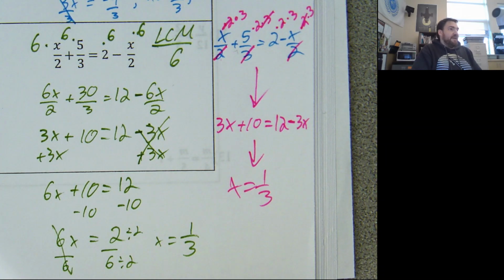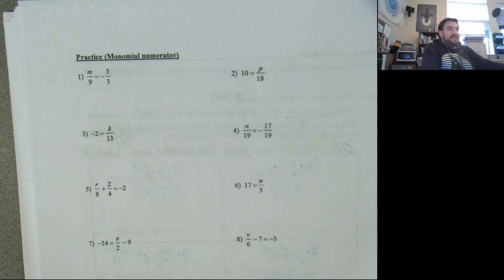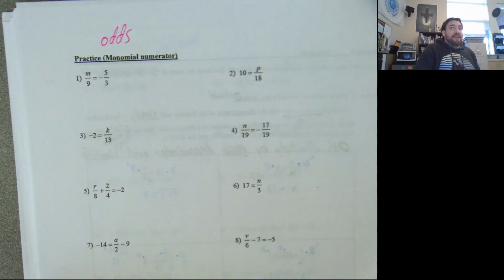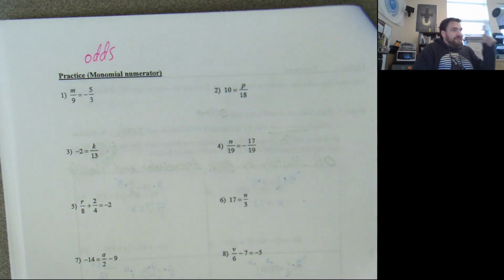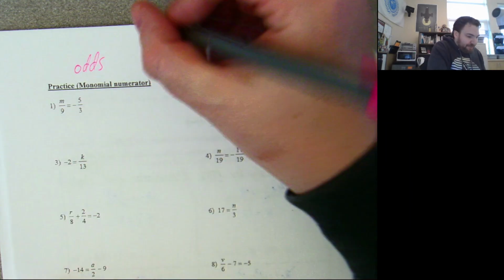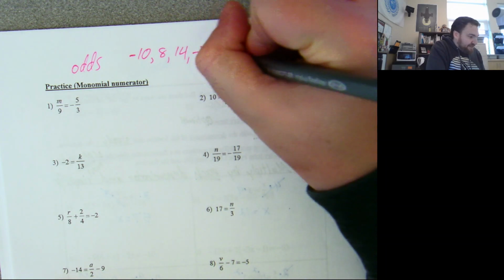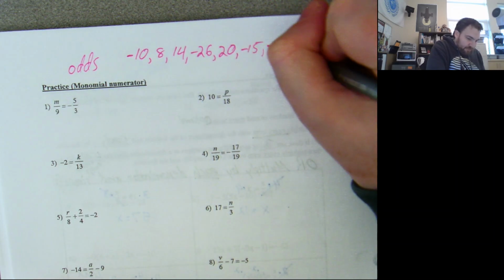Okay. The students are getting restless. Flip the page. Here's what I'm going to get you to do. There's 2 sections of questions, because this is technically one big lesson that I'm breaking up into 2. Here's what I'd like you to do. Yes, odds. And I'm going to tell you what the answers are because there are no answers on this section. In no particular order, I want you to write down these numbers. -10, 8, 14, -26, 20, -15, and -20.